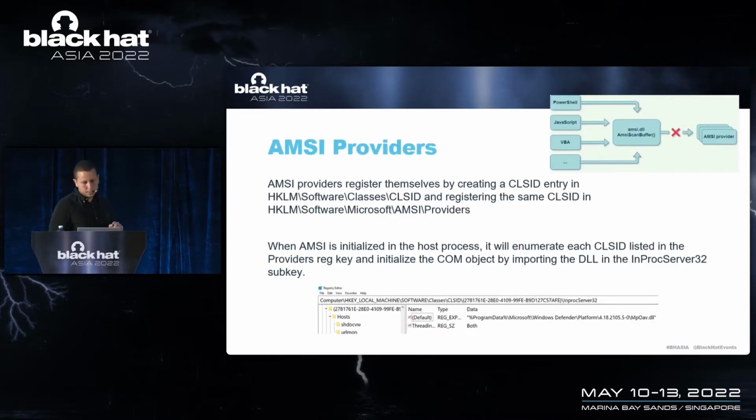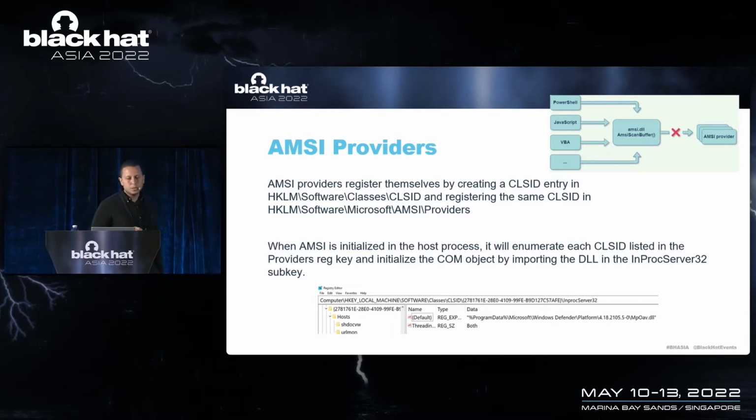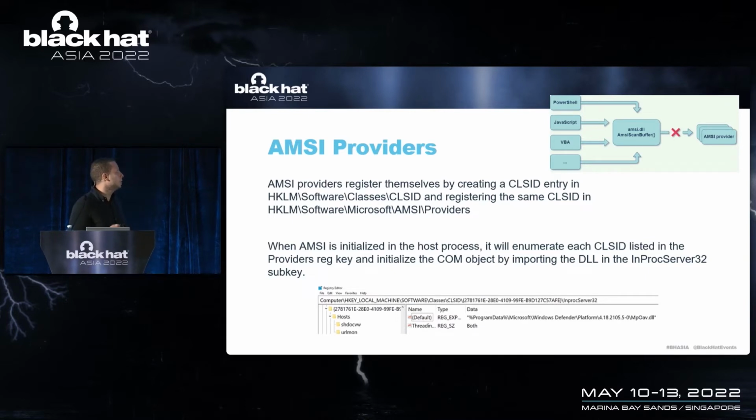The last link in the chain is the AMSI providers. This is the code that's responsible for scanning the content that was supplied to it by the consumer and deciding if it's malicious or not. In order to register a provider, any AMSI provider needs to create a CLSID entry in the HKLM software classes CLSID registry key, and register the same CLSID in HKLM software Microsoft AMSI providers.